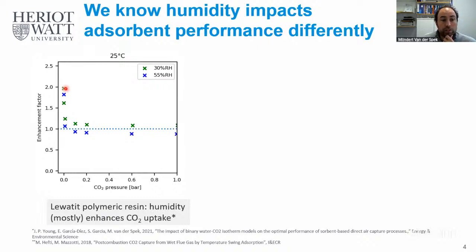What you also see is that for this particular material, which is a polymeric resin, as you increase the CO2 partial pressure, so you move towards the right on this diagram, the enhancement factor moves to around 1, right? So there is no enhancement anymore. The water doesn't do much. But this is for a polymeric resin that's functionalized with amines.